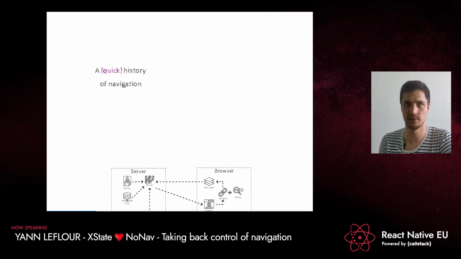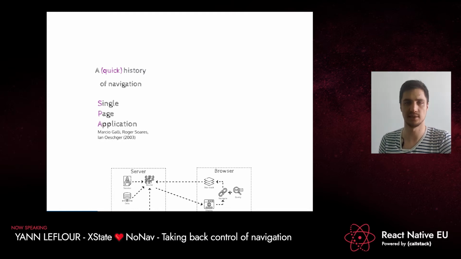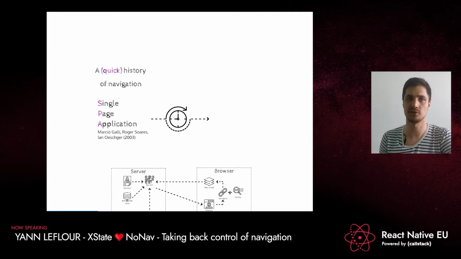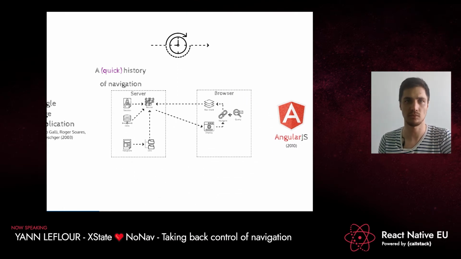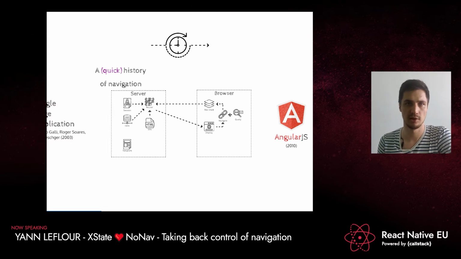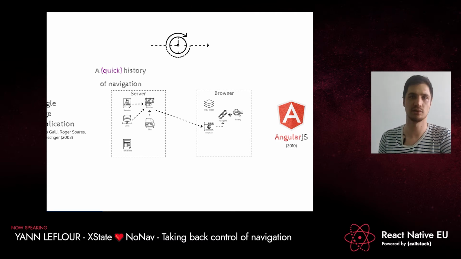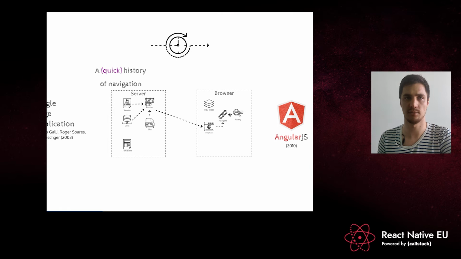The next major step in the evolution of navigation came with the rise of the single-page application. While it was conceptualized in 2003, this architecture only really took off with the rise of the AngularJS framework, which was released in 2010. The concept of SPAs provoked a real shift in the way we now architect navigation. Because there now was a single file, which meant a single path, navigation through the browser stack couldn't work anymore.